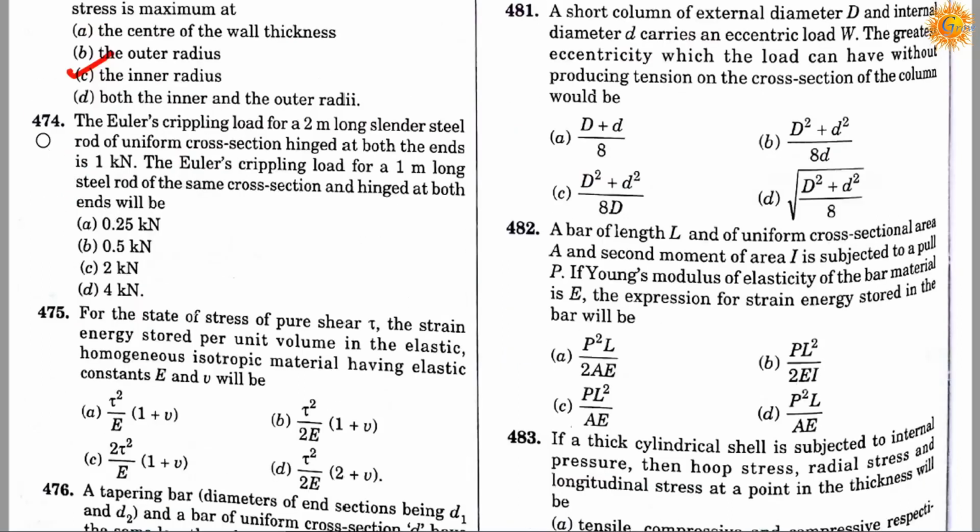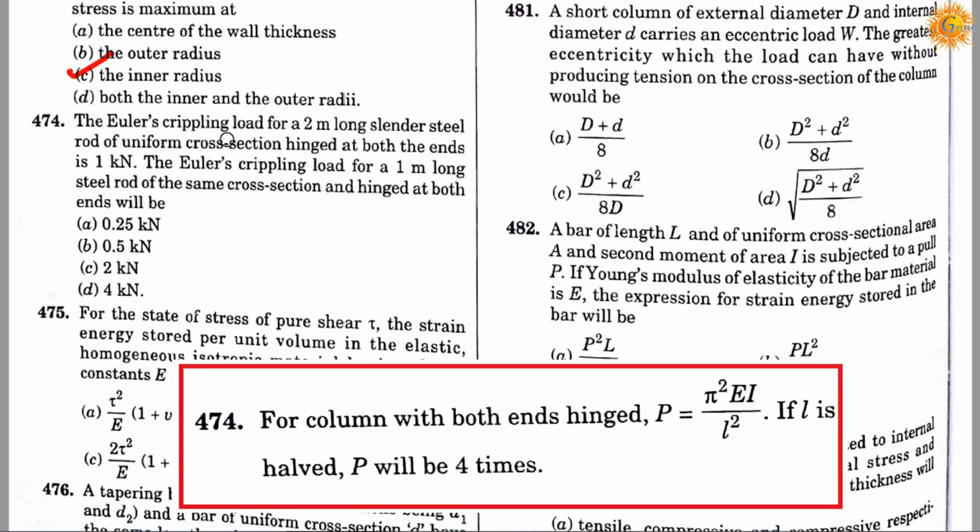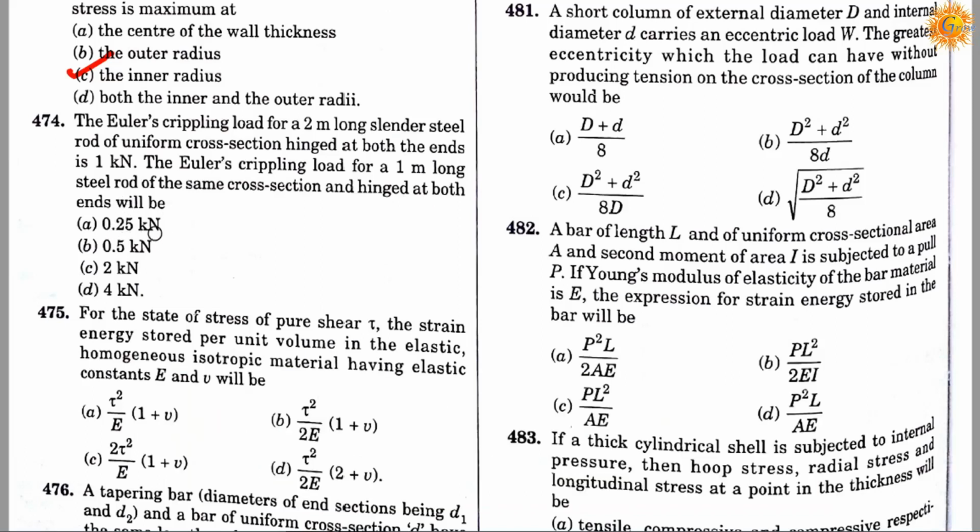Question number 474. The Euler's crippling load for a 2 meter long cylindrical steel rod of uniform cross section hinged at both ends is 1 kilonewton. The Euler's crippling load for a 1 meter long steel rod of the same cross section and hinged at both ends will be option A 0.25 kilonewton, option B 0.5 kilonewton, option C 2 kilonewton, option D 4 kilonewton. The correct answer is D. It will be 4 kilonewton.